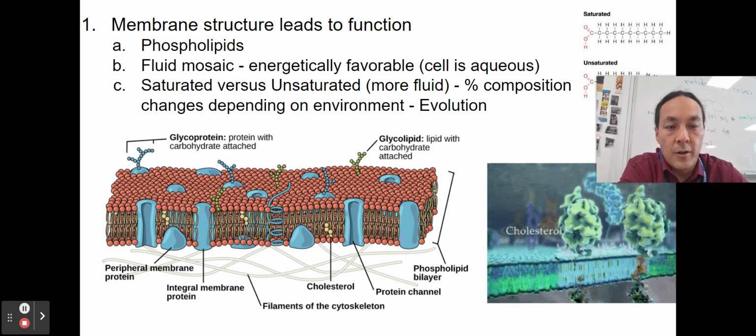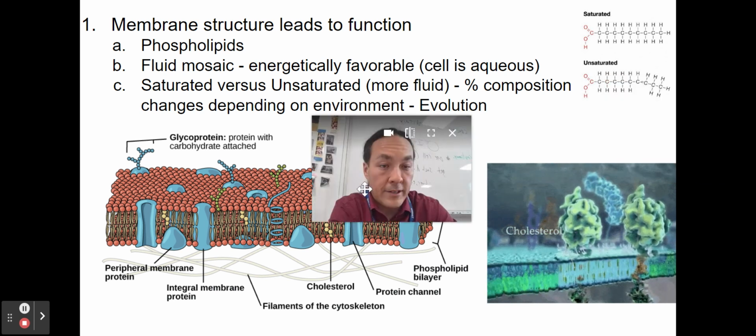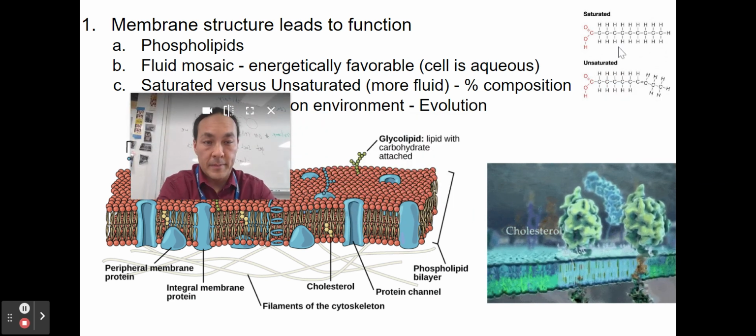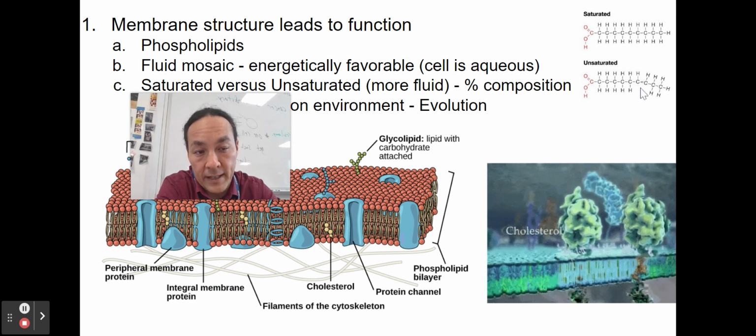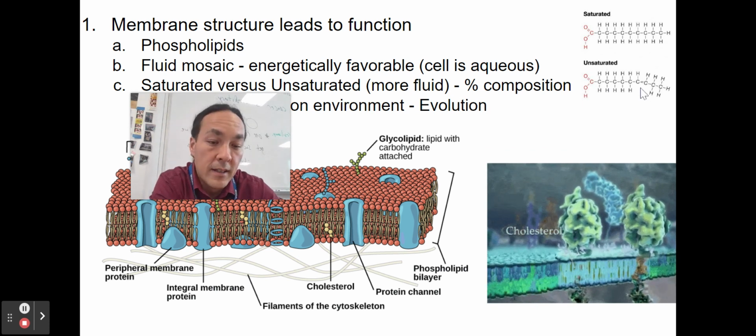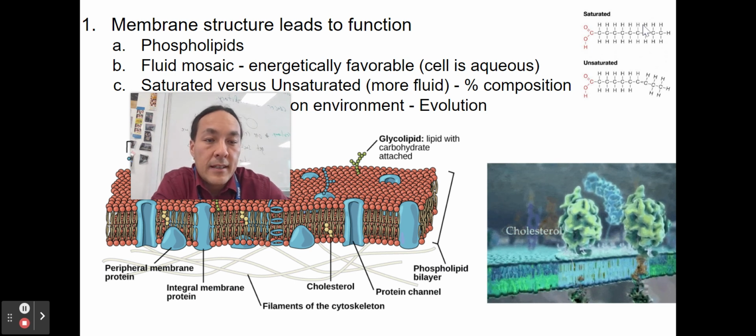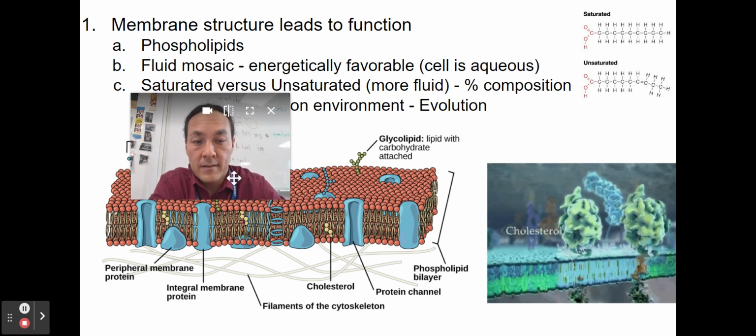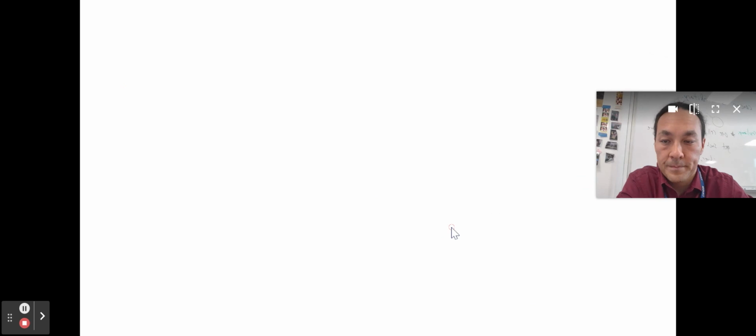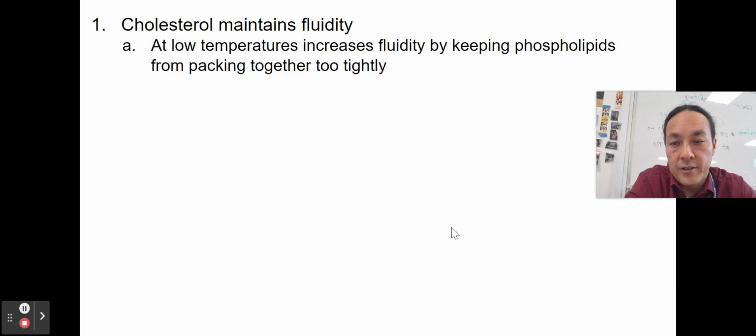Let's see. We mentioned earlier the saturated and unsaturated fats. This would be a saturated fat, and an unsaturated fat has a kink or a bend in it. The more unsaturated fats present, the more fluid the cell membrane would be, and the more saturated, the less fluid it would be. And so cells evolve to have the correct ratio of saturated and unsaturated fats to fit their environment. All right, cholesterol maintains fluidity at very low temperatures.